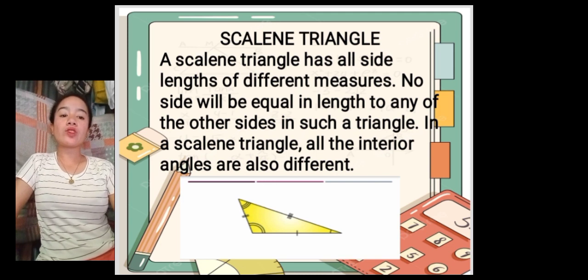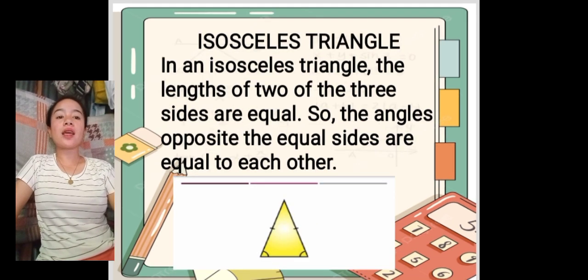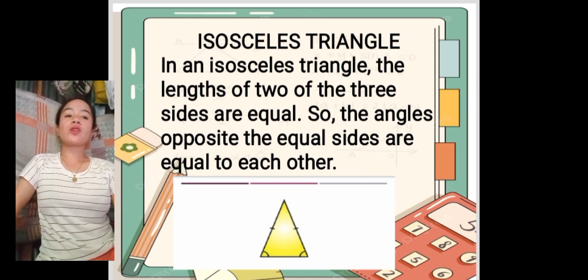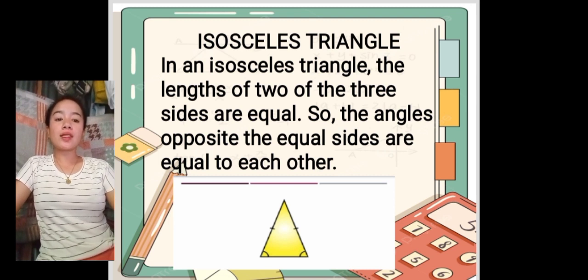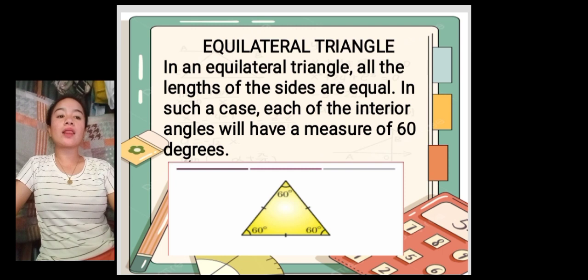Okay, pag sinabi po natin scalene triangle, wala po silang equal sides. Next one is isosceles triangle. When we say isosceles triangle, the length of two of the three sides are equal. So, the angles opposite the equal sides are equal to each other. So, ibig sabihin po ng isosceles triangles, yung dalawang sides po nila, dalawang sides at saka dalawang angles nila is equal.